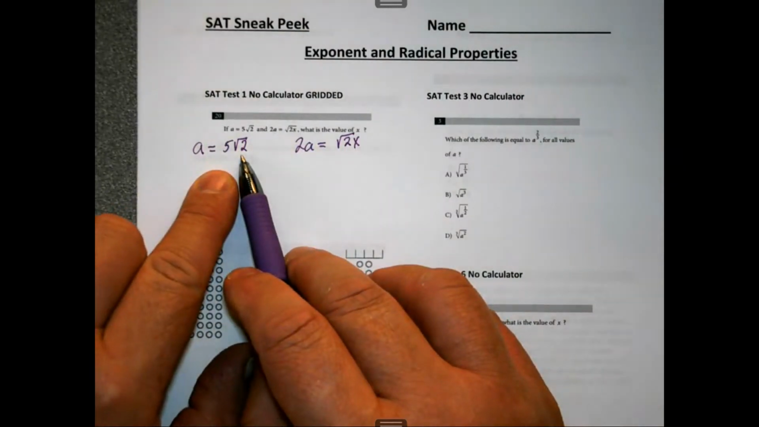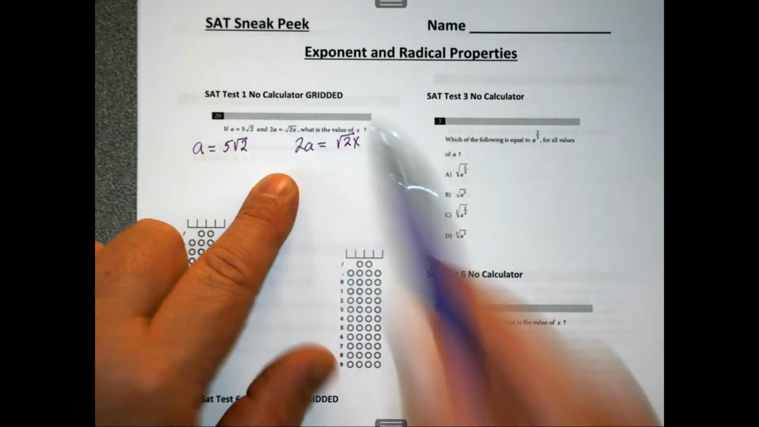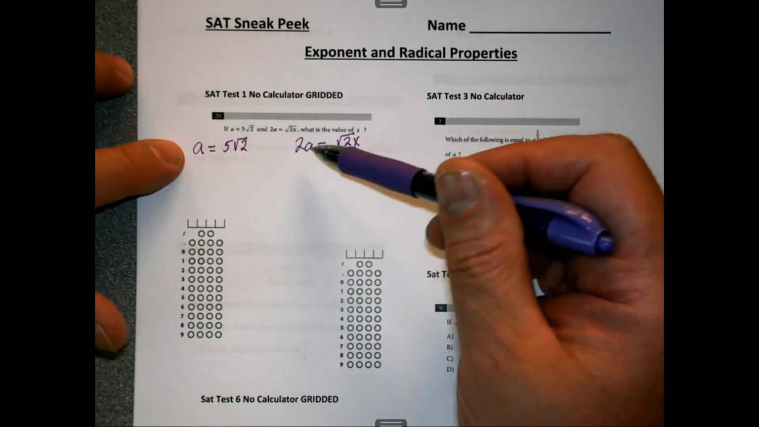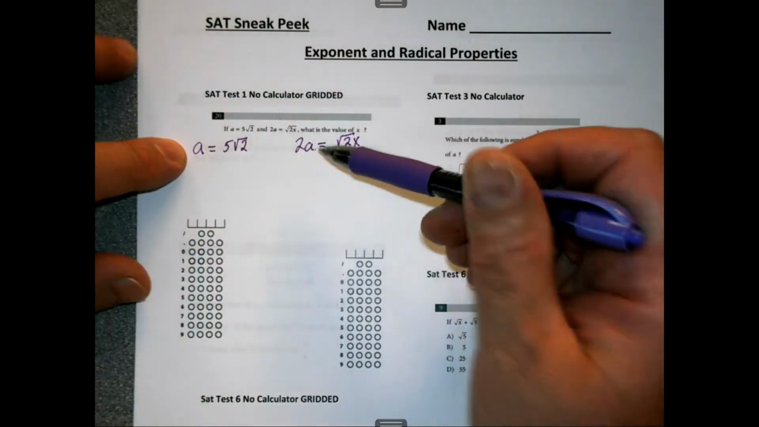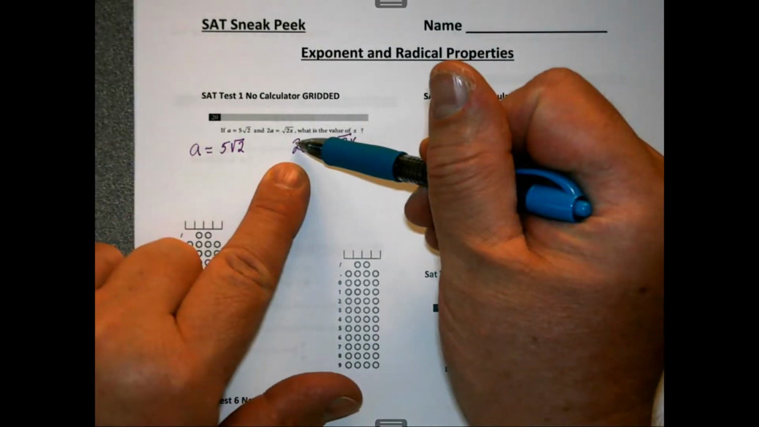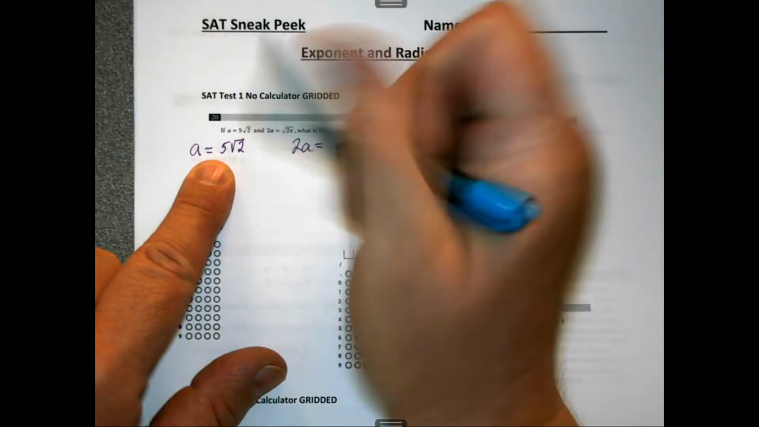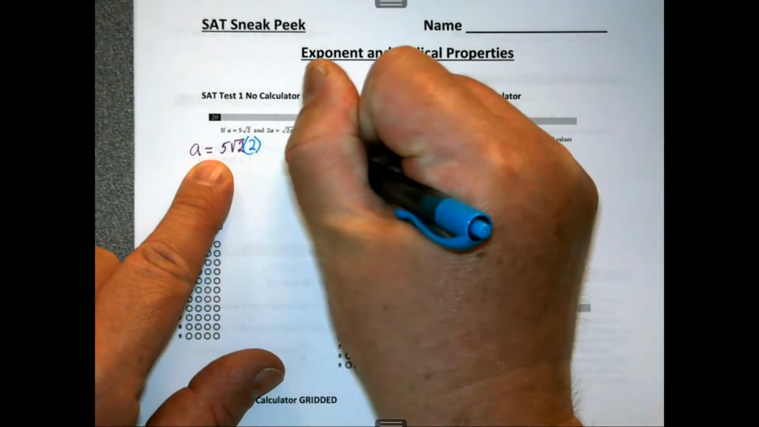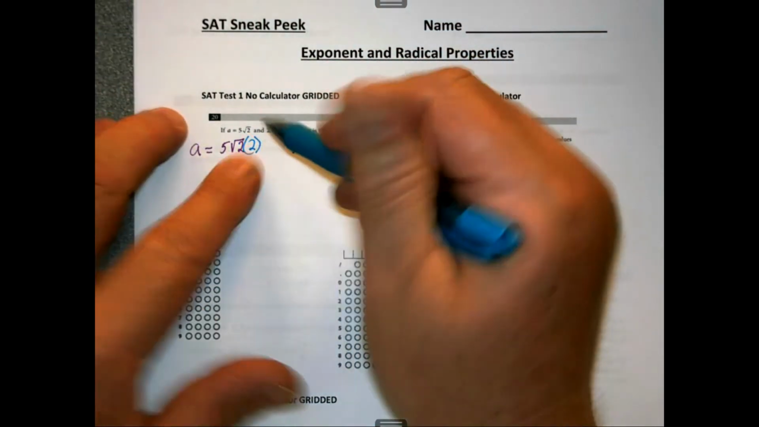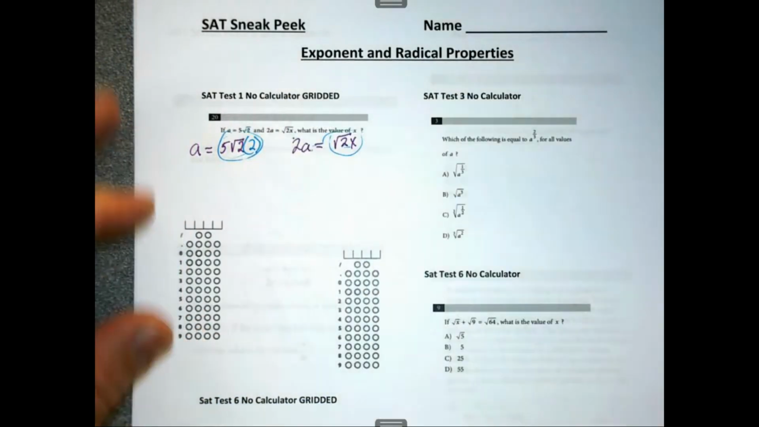equals 5 times radical 2, and then 2a equals radical 2x, or square root, right? So I want to make this so that I have a on both sides. So what I'm going to do is see this being multiplied by 2. If I multiply this one by 2, then these two will be equal. Okay? That means that this will be equal to this. So I'm going to go ahead and do that.